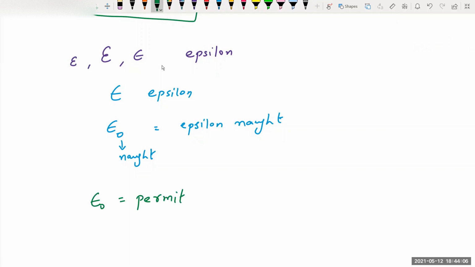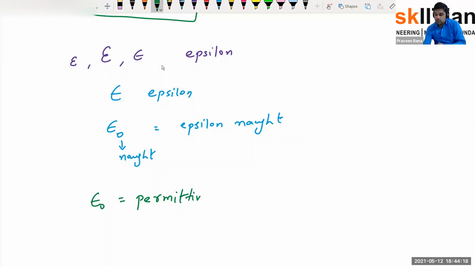Are you aware of this word permit? Yes. If you have to go somewhere secure, you have to have a permit. So from that word permit, we get another word called permittivity of free space.